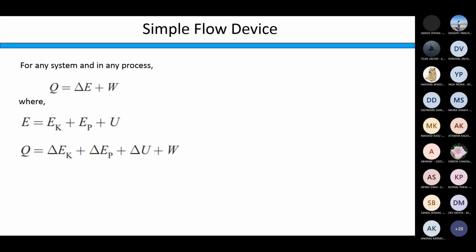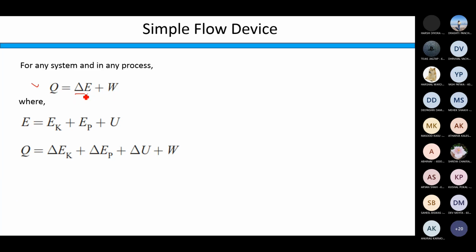Now we'll introduce what a flow device is first. I am going to take a simple flow device, and then we will differentiate between our closed system and the open system. For any system and any process, we know how to apply the first law. This is a general expression: Q is delta E plus W, which we have derived previously, correct?